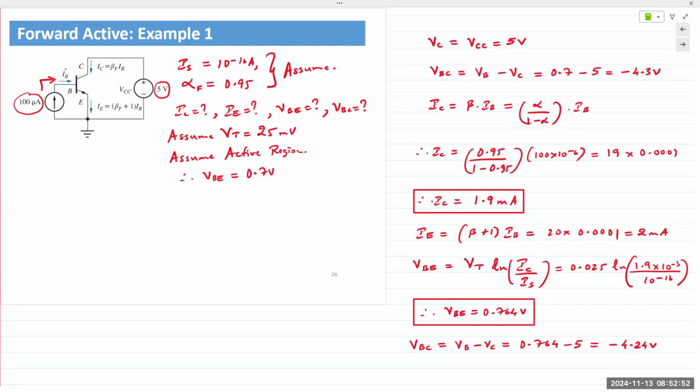Okay, so 4.24 volts. Let's see if we can get through the next example.